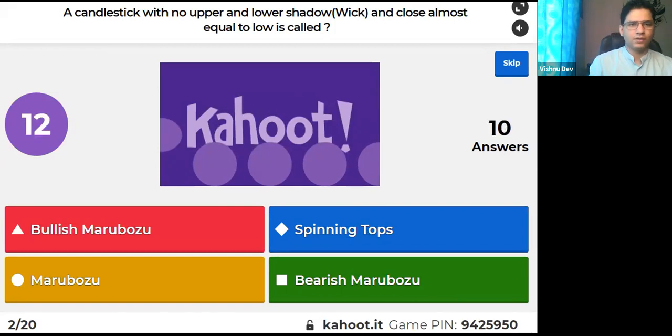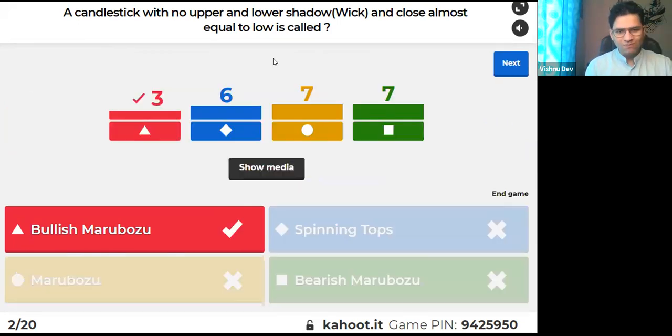Sir, when I saw no wick, I clicked on Marubozu. I didn't read the rest. See, first of all, no wick is Marubozu, but this is the second part: close almost equal to low. So if close is almost equal to low, it means it is green, right? When close is equal to low.